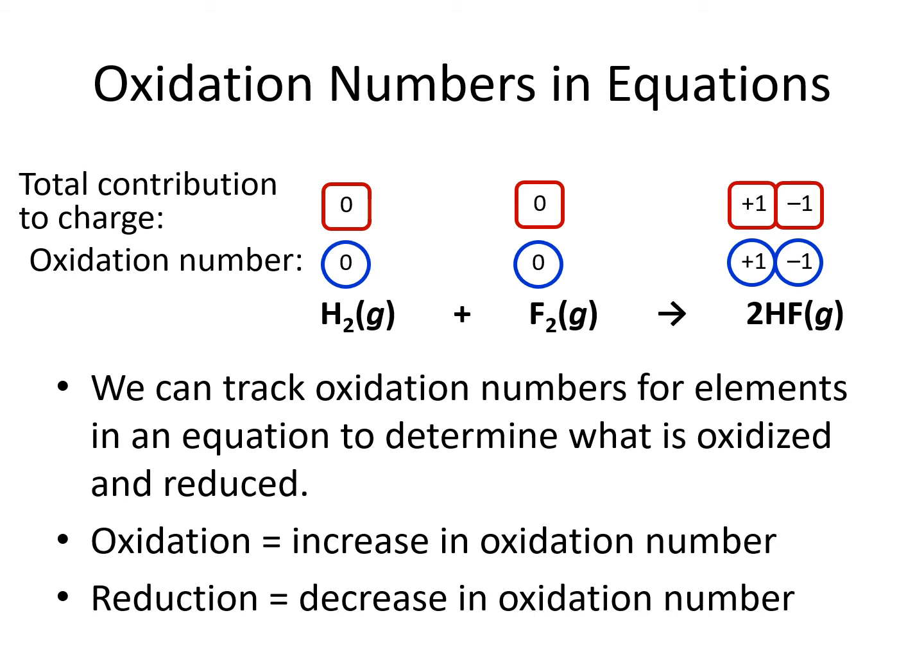We look to see whether the number is going up or down. If the number goes up, that means the oxidation number is increasing. That would be an oxidation process for that element. Since hydrogen is going up from 0 to +1, we would say that hydrogen is oxidized in this reaction. For fluorine, its oxidation number is becoming more negative. It's going down, it's decreasing. That more negative oxidation number means fluorine is being reduced in this reaction.